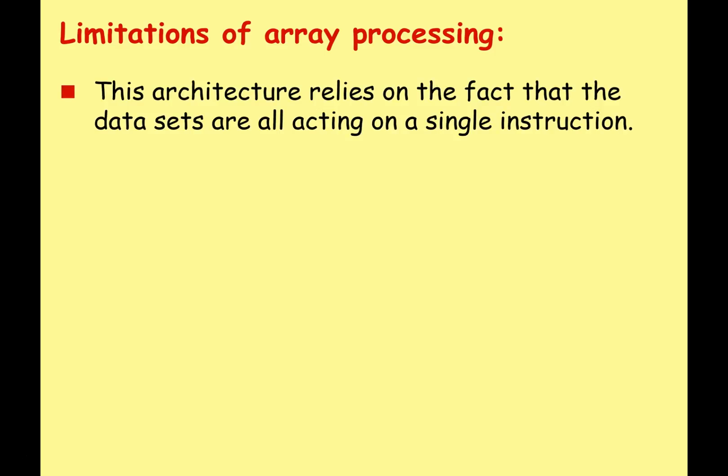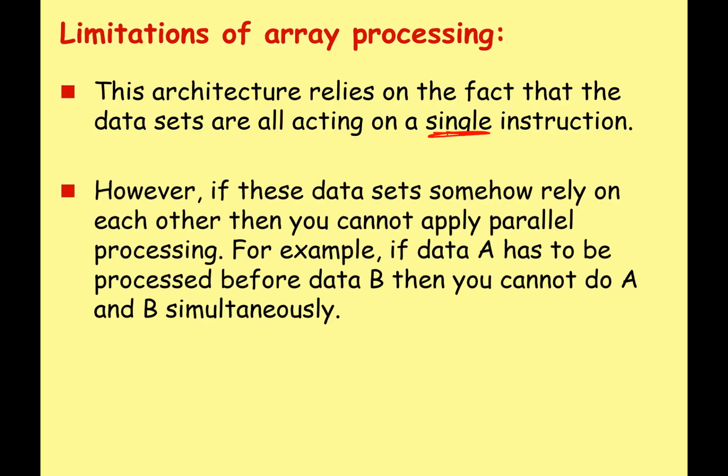Now let's look at some of the limitations of array processing. This architecture relies on the fact that the datasets are all being acted upon by a single instruction. So although it's multiple items of data, there's still only one instruction being carried out on all of them. If these datasets somehow rely on each other, then you cannot apply parallel processing. For example, if data A has to be processed before data B, then obviously you cannot do A and B simultaneously. So not every problem can be processed in parallel in a way that would be suitable for this sort of processing.